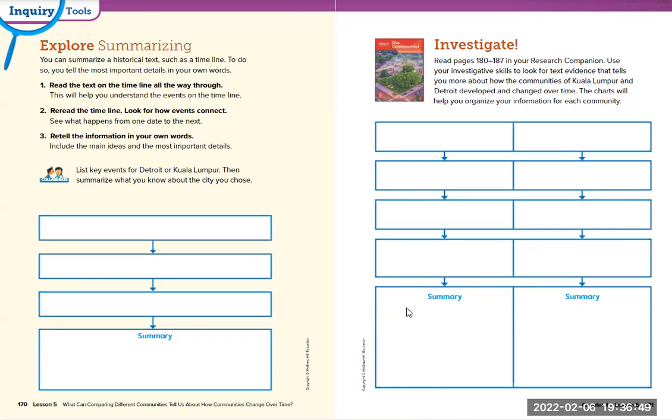So first, Native Americans were living in what we now call Detroit. The Native Americans were called the Wyandot. Then the French settlers came and created the fort there, and the British took it over from them and named it Fort Detroit. So these are 3 or 4 details that would help create my summary.